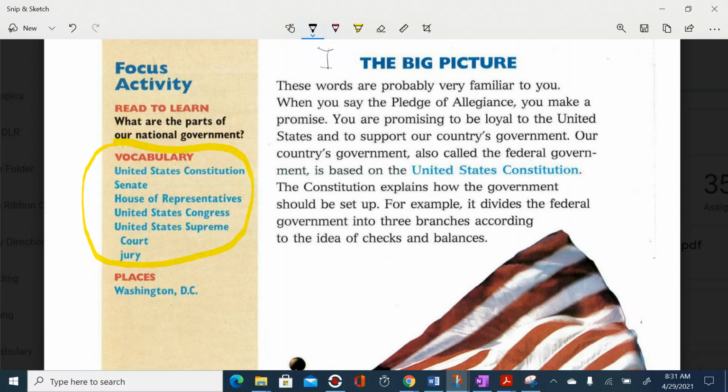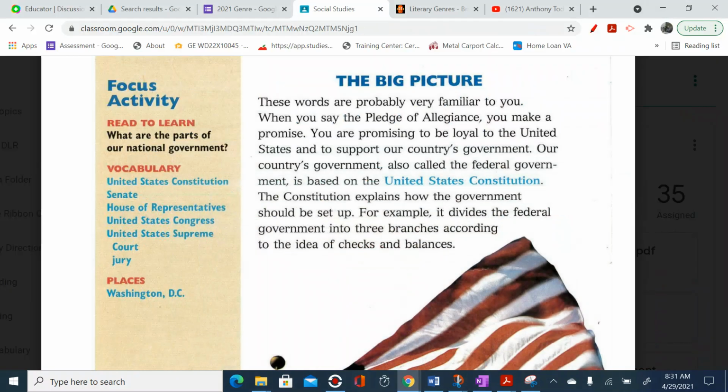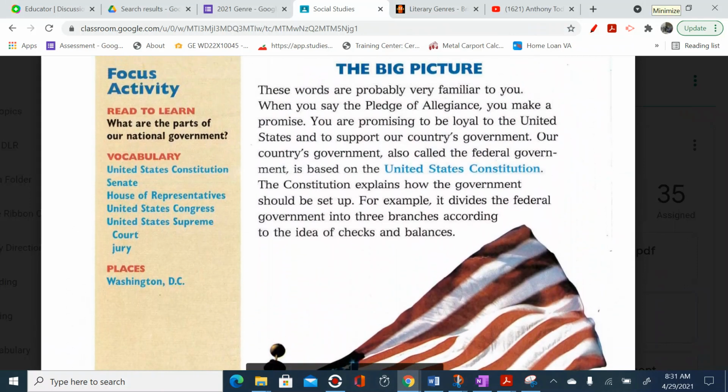And remember, just a quick refresher. Here's your Roman numeral 1, right? And you're going to try to get like maybe an A and B. You're going to try to pull 2 important subtopics out of there, right? All right, so let's keep going. Over here we have vocabulary: United States Constitution, Senate, House of Representatives, United States Congress, United States Supreme Court, Court and Jury, and Washington, D.C.